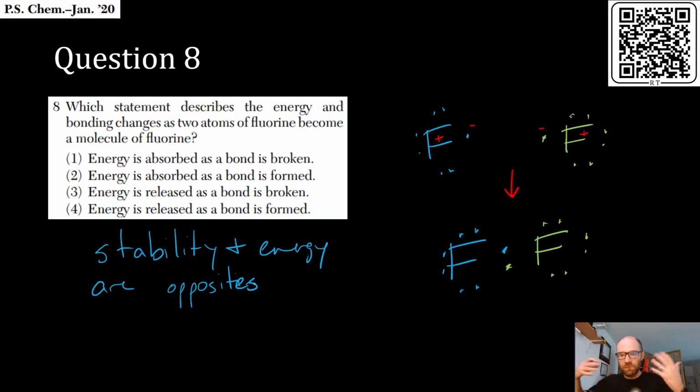So if for some reason you make something more stable, that's a lower energy. And if you go from high energy to low energy, you've released energy. And if you go from low energy to high energy, you've absorbed. So let's put all that together and see what's going on here.